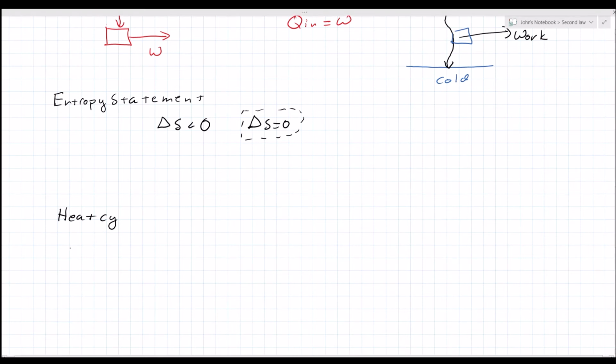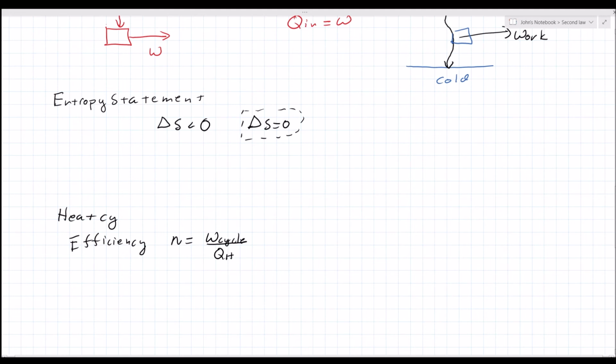Efficiency. As stated earlier, when you have a heat cycle, you have energy flowing from hot to cold, and you can get some work out of that. But you can't get all of it, as defined by the Kelvin-Planck statement. The efficiency of your system is the work you get out of it divided by the amount of energy going in.